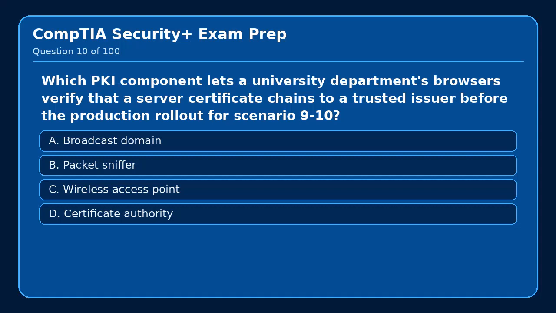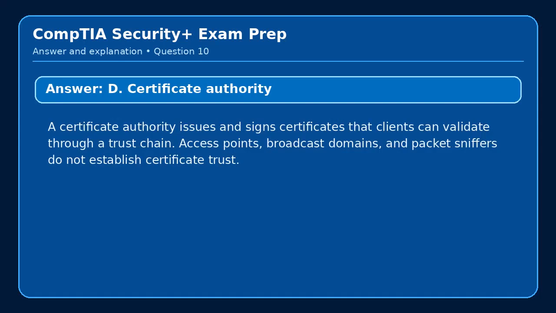Take a moment to choose your answer. The answer is D. Certificate authority. A certificate authority issues and signs certificates that clients can validate through the trust chain. Access points, broadcast domains, and packet sniffers do not establish certificate trust.